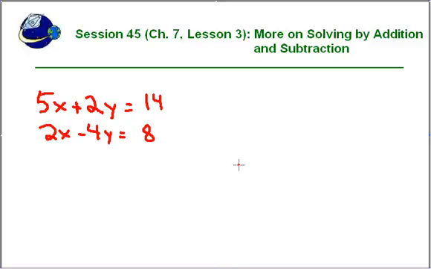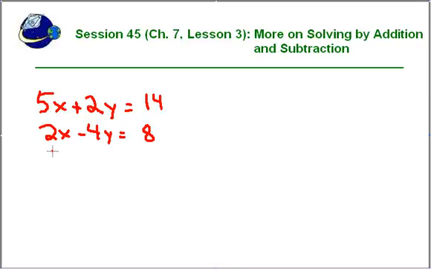Here in session 45, we're going to take a look at some additional strategies needed to solve simultaneous equations. In the first couple of sessions, we looked at the addition method and the subtraction method for combining two equations together such that it cancels out one of your variables. And then once one of those variables is canceled out, you go ahead and solve the remaining equation for the one variable that remains.